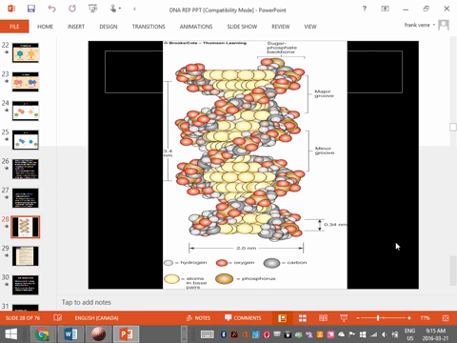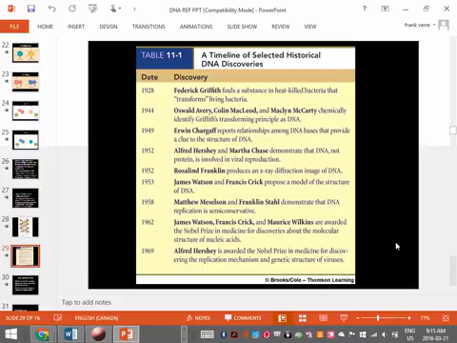So let's talk about how, and by the way, here's a list of the, no, I said you're going to look at the history on your own. Here's a list of experiments and discoveries that led to the conclusion that DNA is the molecule that is responsible for heredity. So again, you can look at that, and we will talk about that if we need to.